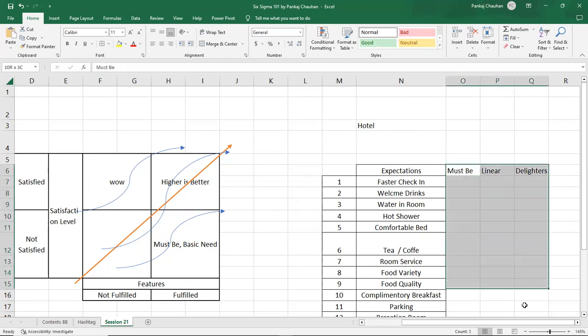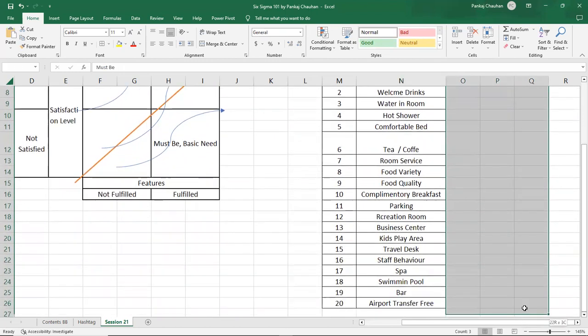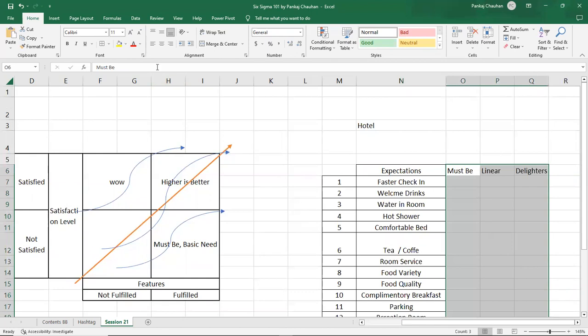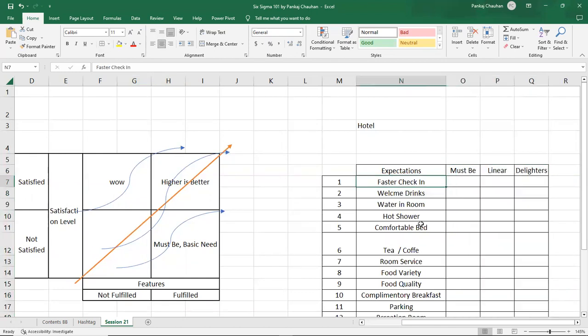Now, as a next step, working on this particular project, as a project manager, what you will do, you will divide or categorize these requirements into these categories. Is faster check-in a must-be? Probably for some people, yes, but for faster check-in, I will say this is higher is better, which means it's a linear requirement. So I will mark this into the linear category.